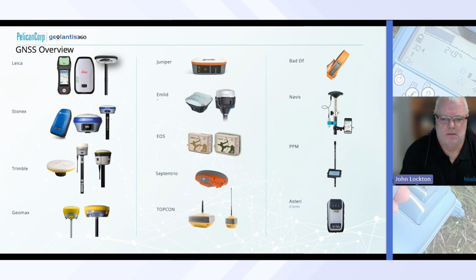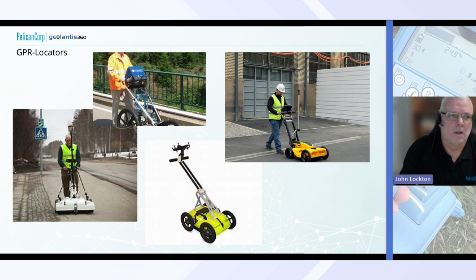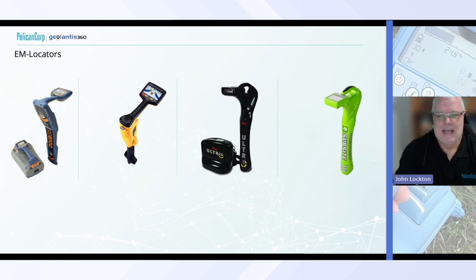So as far as sensors go and different devices, Geolantis360 is device agnostic. So from a GNSS point of view, there's a few examples of the types of solutions that we do support. Likewise, on the GPR front, we're device agnostic, and here's a few of the ones we support. And on the EM locator front, again, device agnostic.